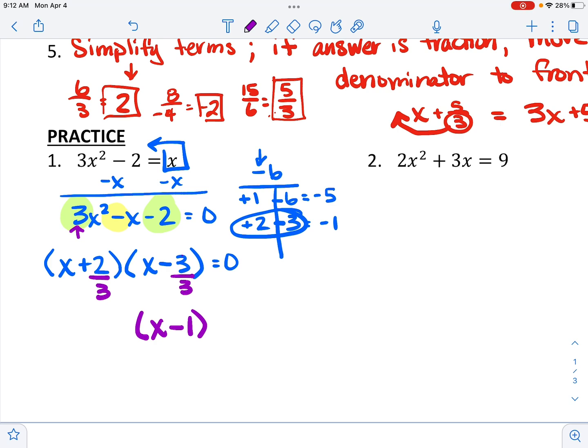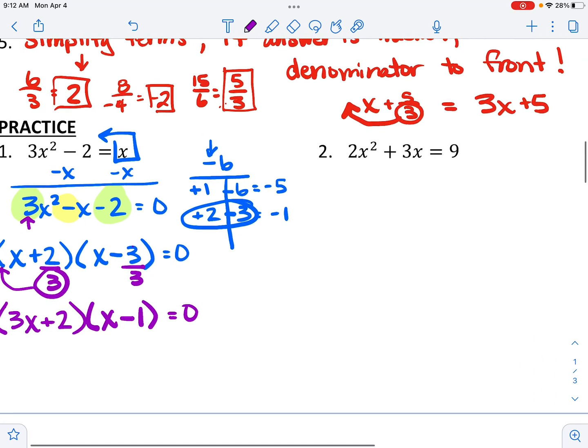So remember, just like we went through in step number 5, we bring this out front. So this term becomes 3x plus 2. And then we would solve each of these to find the solutions. But we're not going to worry about that right now. Let's just factor them. We can always practice the solutions another day.